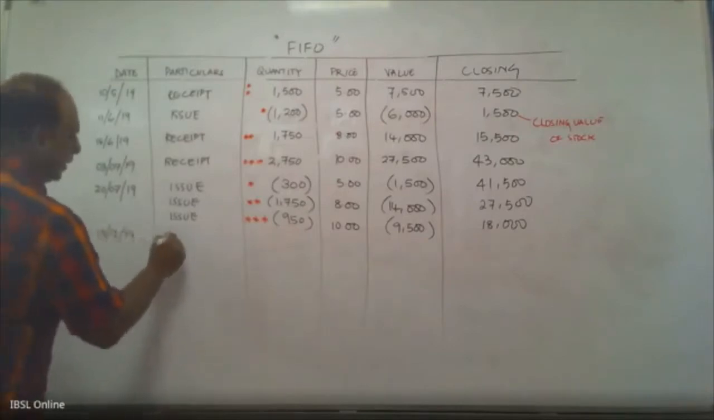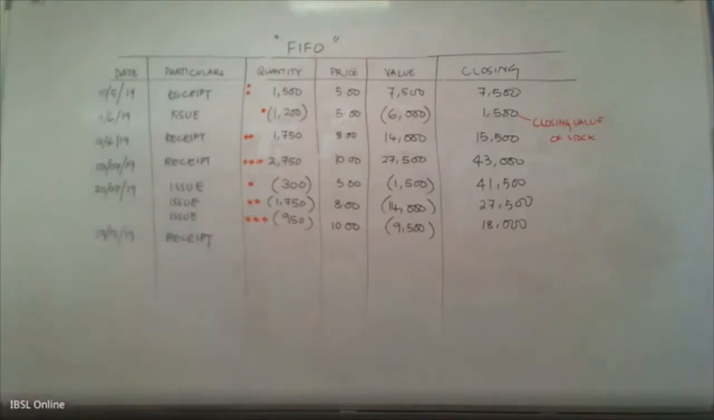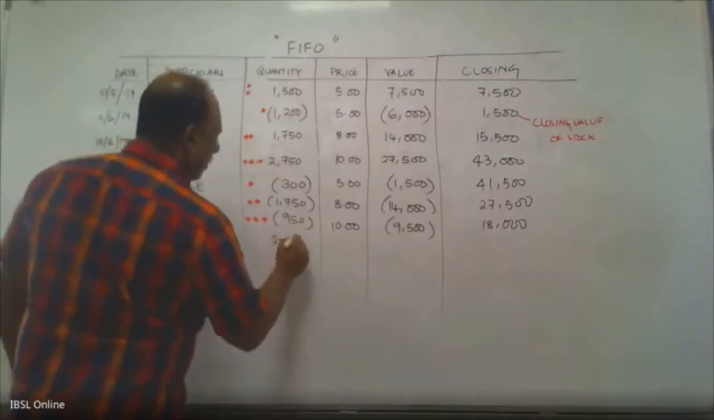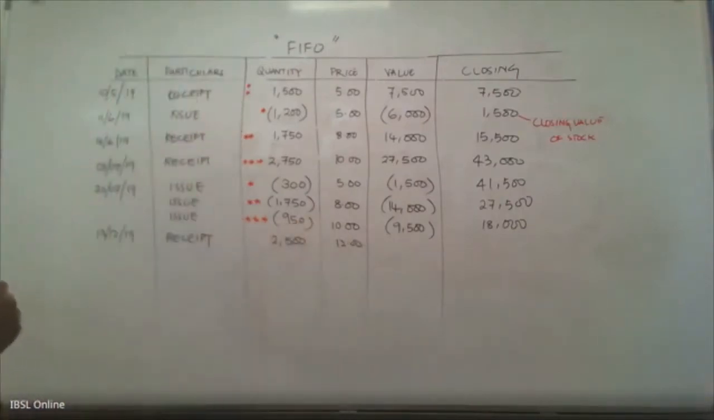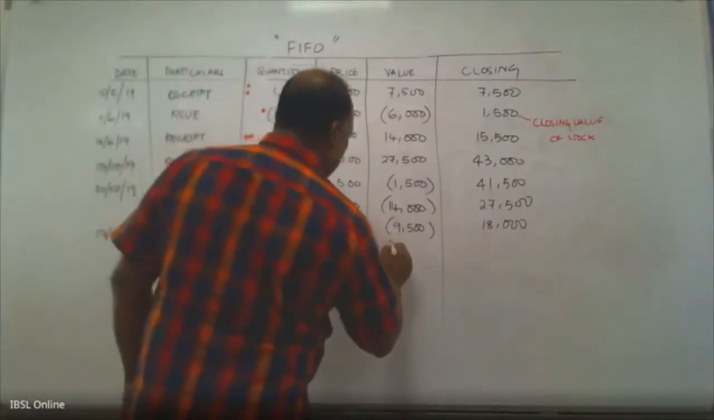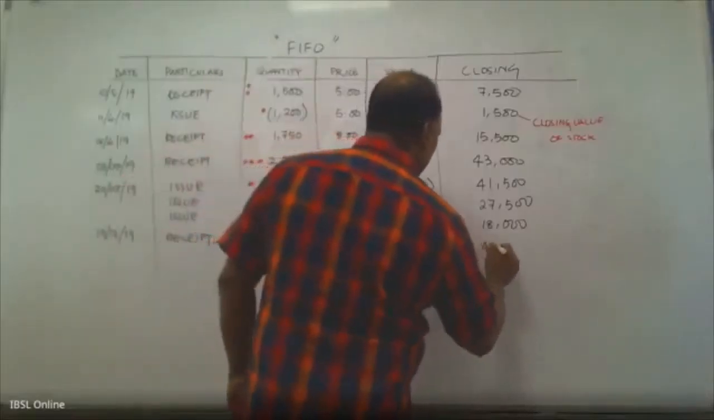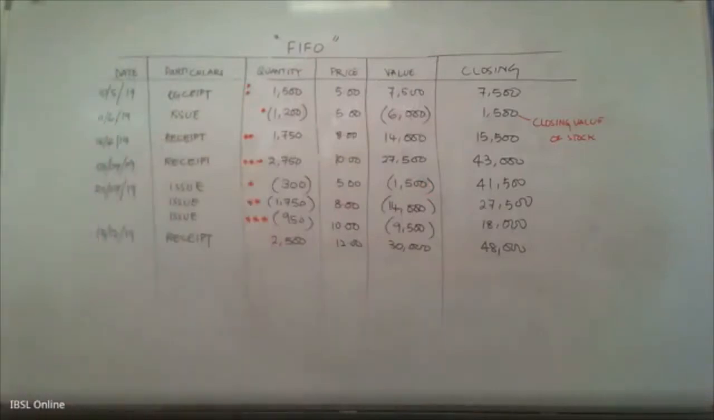There is a receipt again. How much is that? 2,500 units at the rate of 12. How much is that? 30,000, no? Yeah. So 30 plus 18 means 48,000.